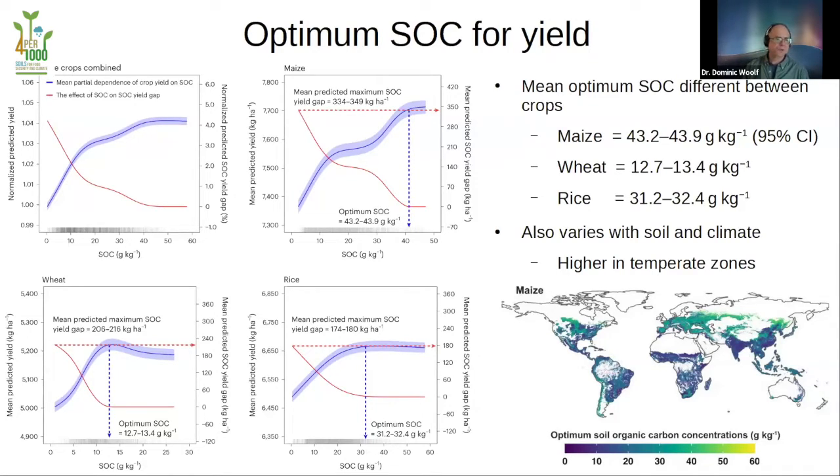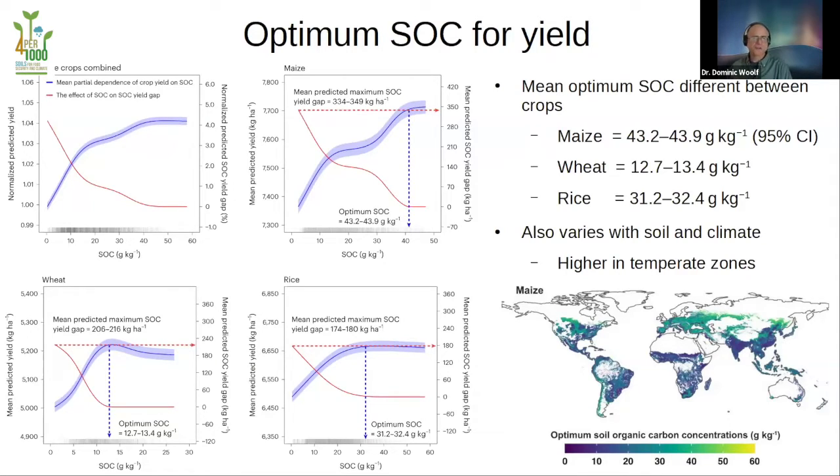And in the blue, that's the predicted yield relative to soil organic carbon. And then in the red line, what we've done is, by subtracting from the maximum yield possible at optimum soil organic carbon levels, we can quantify the size of the yield gap, how much we could improve yields if we were to address soil organic carbon sequestration.